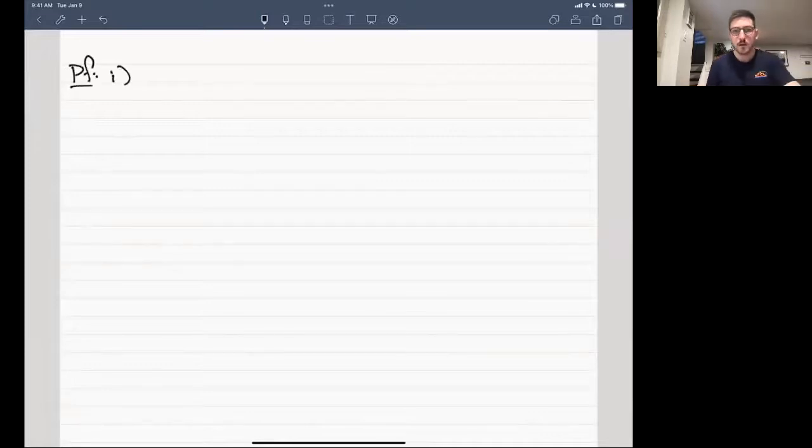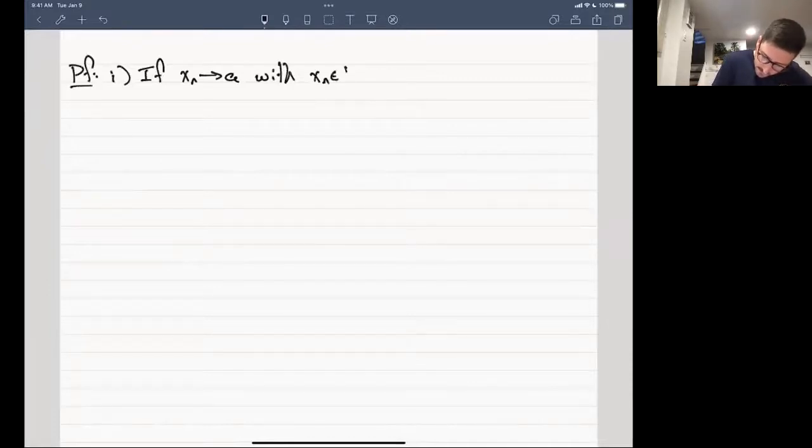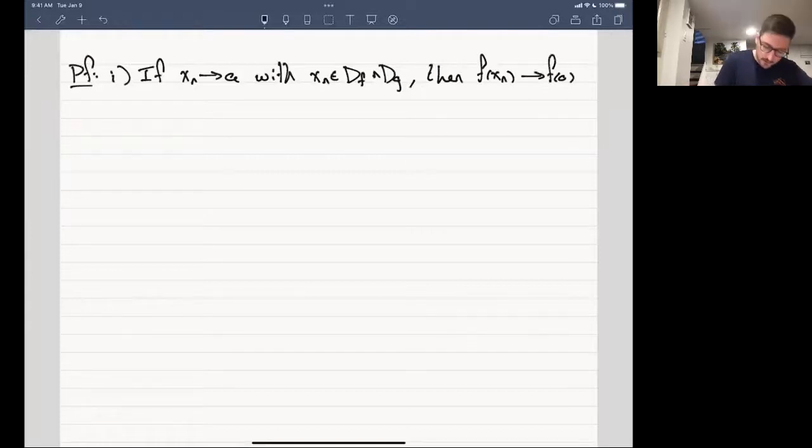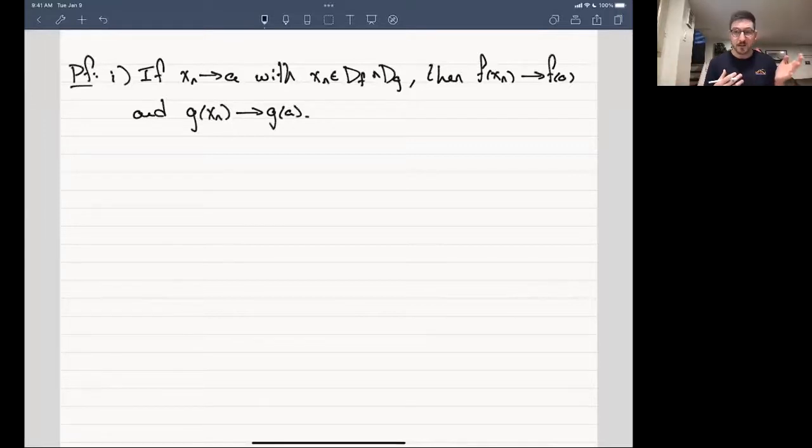The proof of 1: let's say that x_n is converging to a, with x_n being common in the domains of f and g, so that I can evaluate f and g at these points. Then we know f(x_n) approaches f(a). That comes from the sequential criterion for continuity. And similarly, g(x_n) is approaching g(a). The nice thing about the previous results is that we can always swap out epsilon-delta continuity for sequential continuity. And as you can see, that makes life way easier.